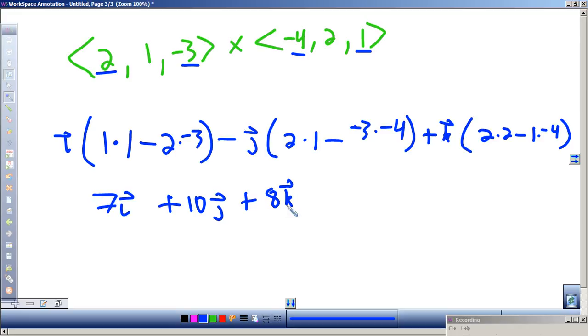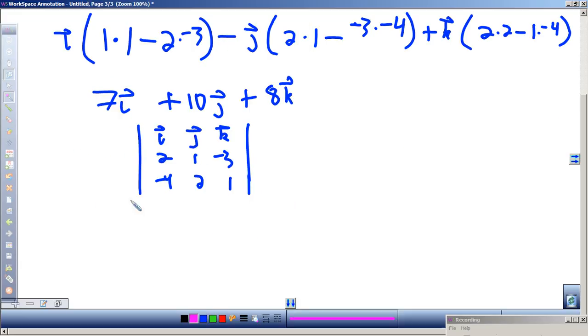So everybody's seems fairly easy. If we do the determinant method, it's the same. We set up the same way, except we're doing it across the top: i, j, k, and then 2, 1, negative 3, negative 4, 2, 1.